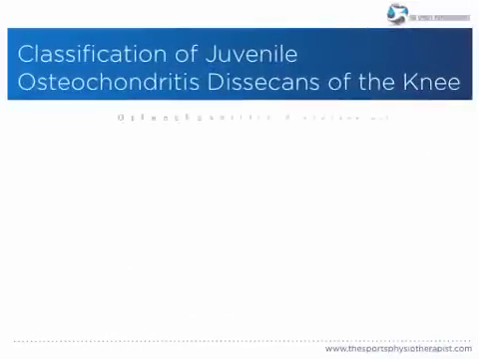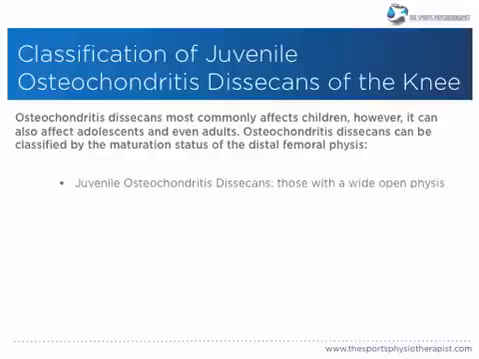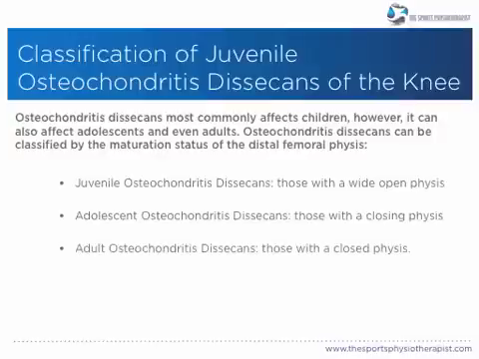In terms of classification of juvenile osteochondritis dissecans of the knee, it mostly affects children, however it can also affect adolescents and even adults. Osteochondritis dissecans can be classified by the maturation status of the distal femoral physis. It is classified as juvenile in those with a wide open physis, as adolescent in those with a closing physis, and as adult osteochondritis dissecans in those with a closed physis.